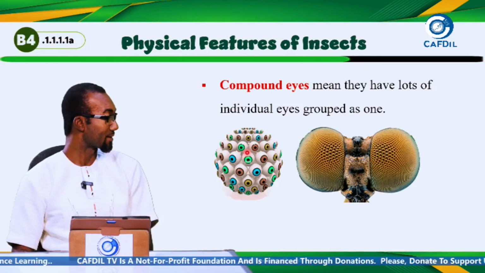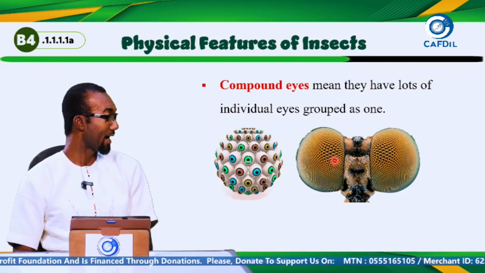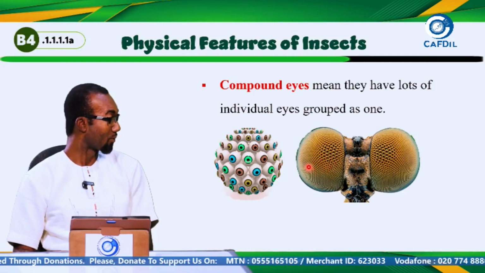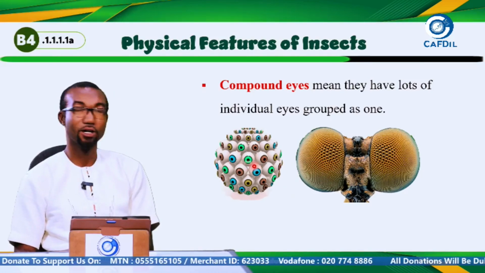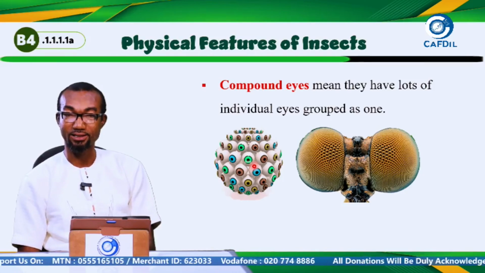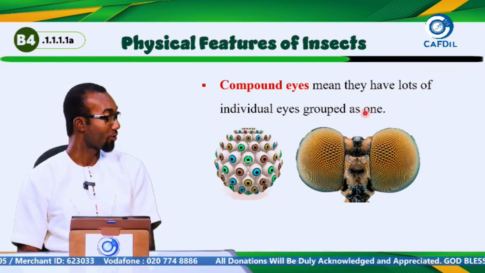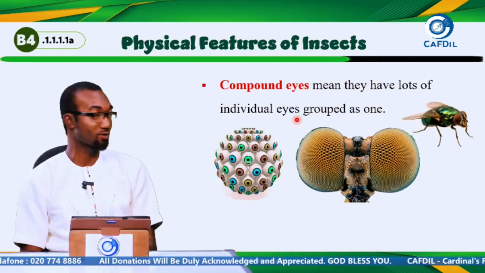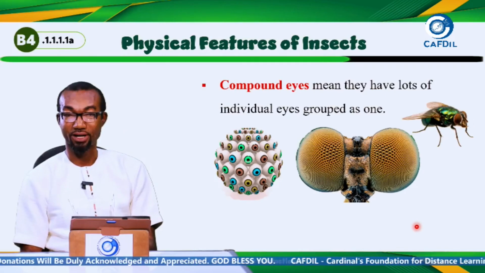If you look at this, we have a lot of them here. 1, 2, I can't even count them. If you look at the rear eye of the insect, you see the eye 1, 1, 1, 1, 1 here, and that is what we call a compound eye. So this is the type of eye possessed by most insects, and we call this type of eye compound eyes, meaning they have lots of individual eyes grouped as one. So this is the kind of eye possessed by a housefly.